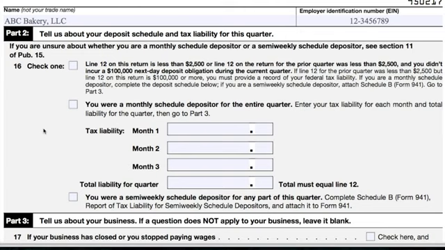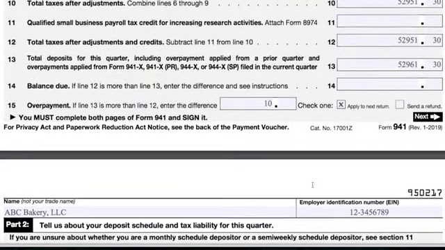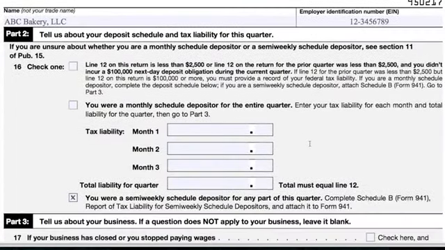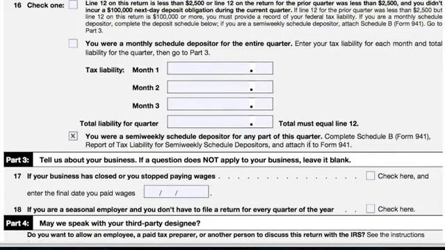In this example, we're going to assume that ABC Bakery is on a semi-weekly schedule, and we'll check off the bottom box. If you're on a monthly schedule, you would check off this middle box here and break down your liability for each month of the quarter and provide the total. That total must match the total that was in line 12 in part 1. And if it doesn't match up, go back and check your math because you probably made an error somewhere. If you're a semi-weekly schedule depositor, you'll need to complete Schedule B for Form 941 and attach it to this form.